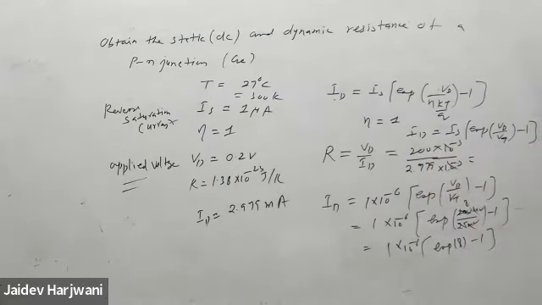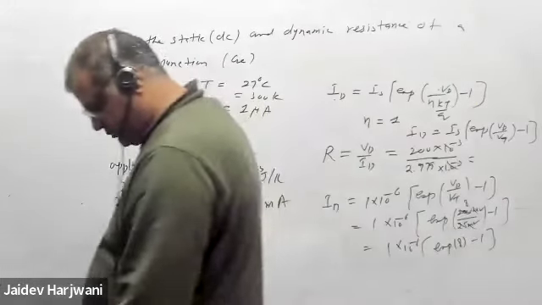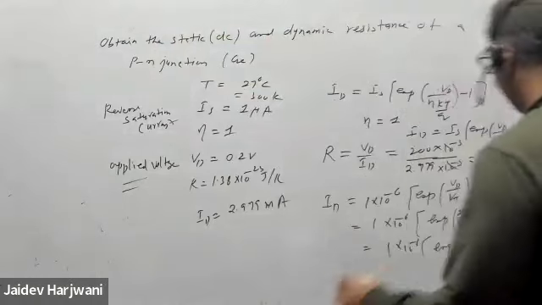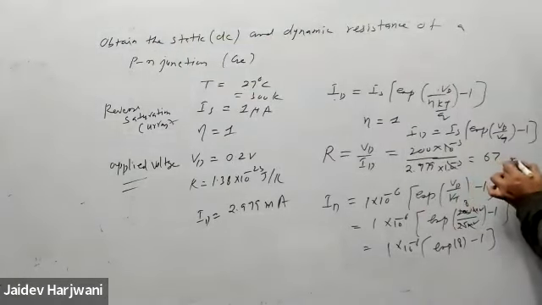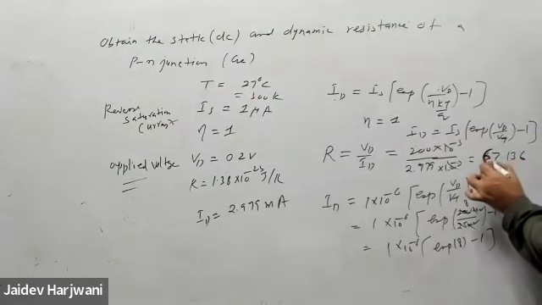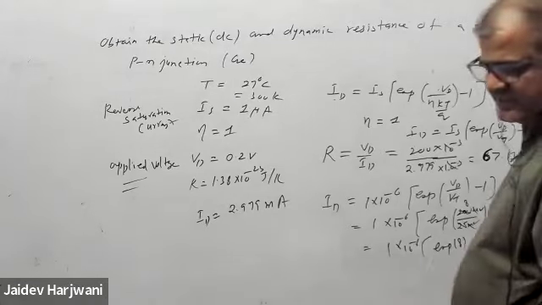This will give you the resistance, the DC resistance. How much is coming for the DC resistance? 67.136 ohm. And now find the AC resistance.